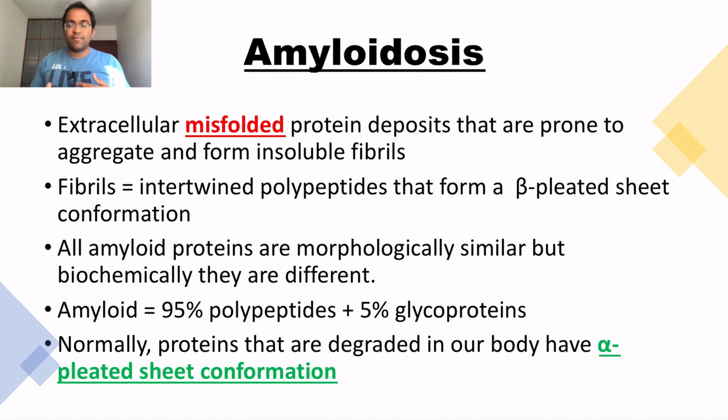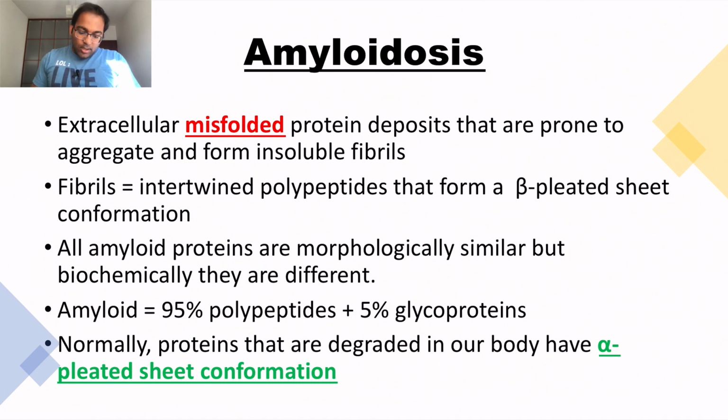Now you must be wondering, what is a fibril? A fibril is basically a polypeptide. It's a protein, so it's polypeptides that are intertwined, right? And they form a beta pleated conformational state. From biochemistry, you must be remembering that we have two types of protein folding, alpha and beta, and the majority of the proteins in our body are alpha, right? We don't have much of the beta pleated shape of protein.